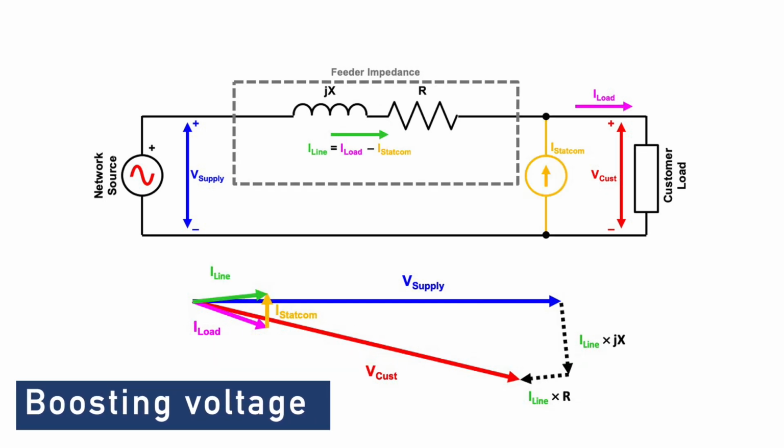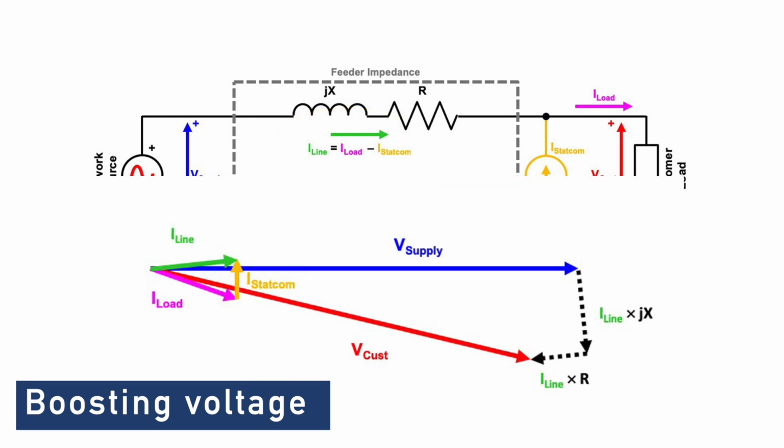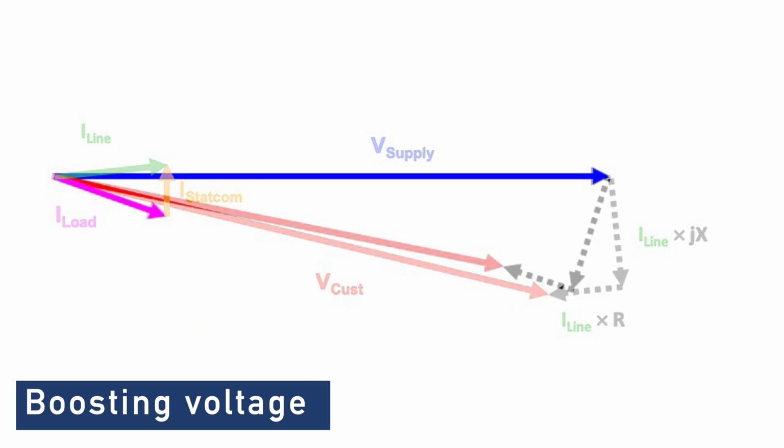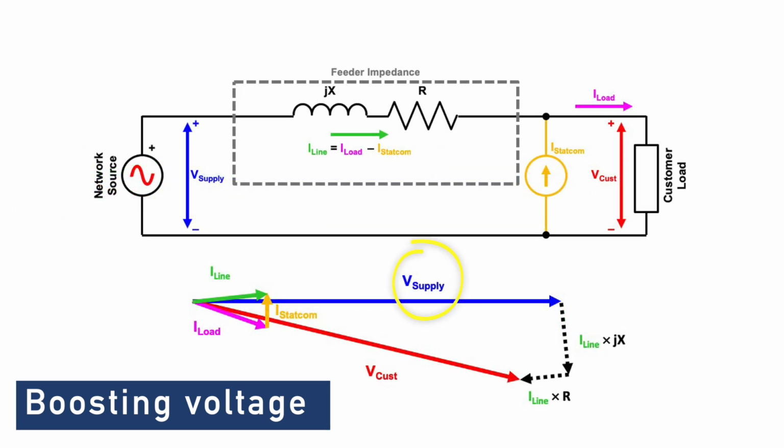Now looking at the impact that the Statcom has on network voltage. To boost customer voltage, the Statcoms inject reactive power like a shunt capacitor. This reactive power changes the current that flows through the line and as a result, the line losses. In this example, the line current changes and so does the resultant voltage drop. You can see from the vector diagram that while the voltage at the customer load is still smaller than the supply end, it's higher with the LV Statcom installed. As a result, the Statcom has boosted or raised the customer volts.